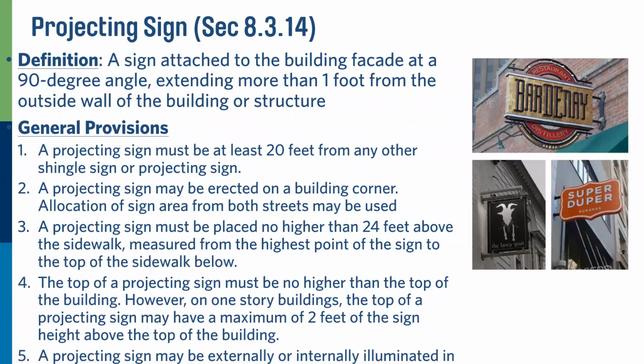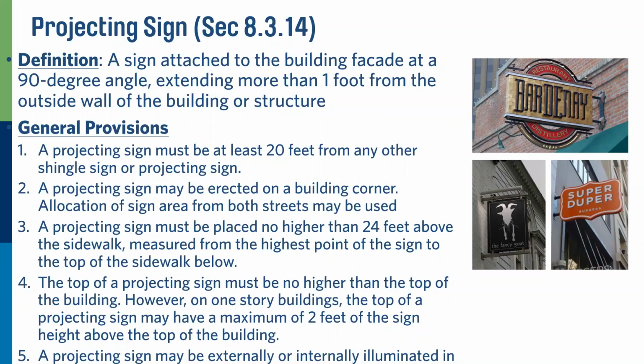Projection signs. Projection signs are basically signs that stick out from the wall perpendicular. They're fixed, they don't move, they don't swing or anything. They have typically metal or some sort of steel bracket that catches through the wall, and the sign is attached to that. It must be at least 20 feet from any other shingle sign or projection sign. It could be erected on a corner. There are some rules on corners, which we'll cover in a few minutes.